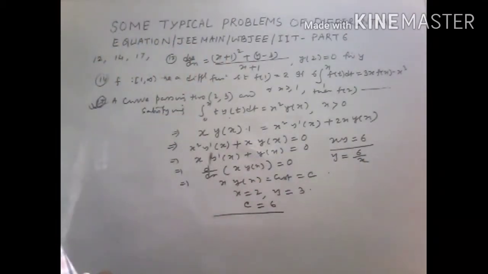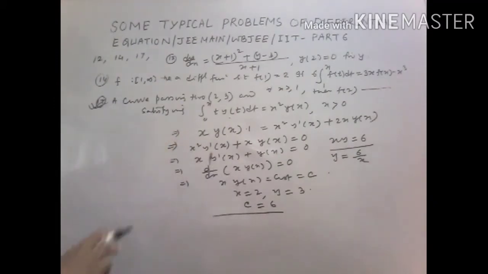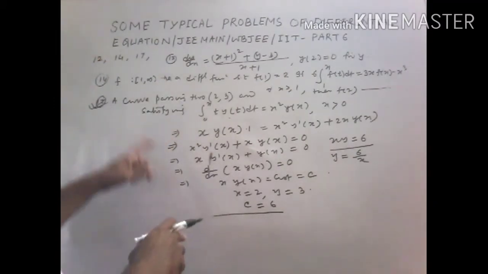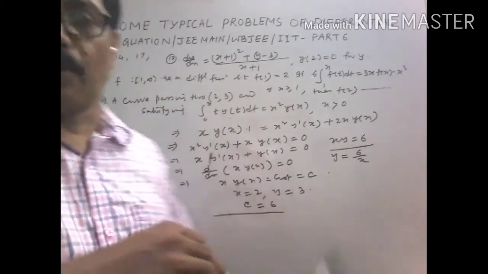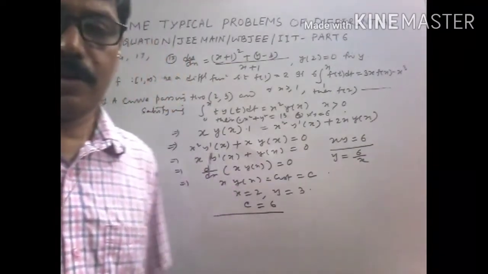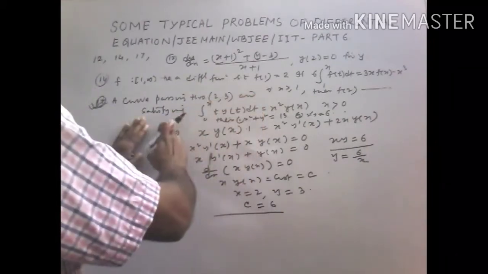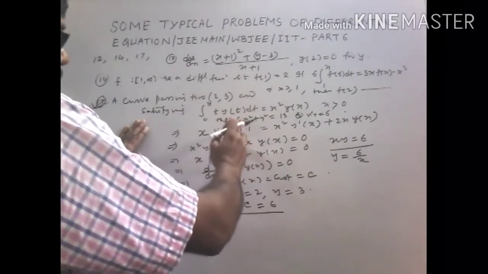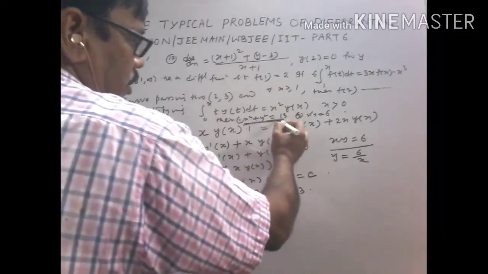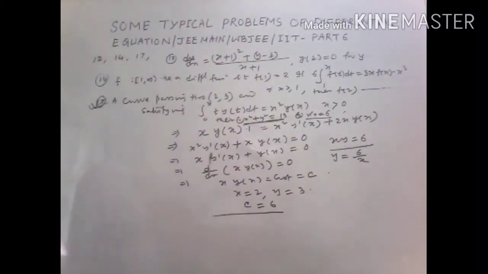Now we have to calculate. So what do we have to calculate? Let me write the problem again. The problem is a curve passing through (2, 3) and satisfying this equation, x greater than 0, then find x². Four alternatives are given: x² plus y², 13, xy, third and so forth, fourth also.